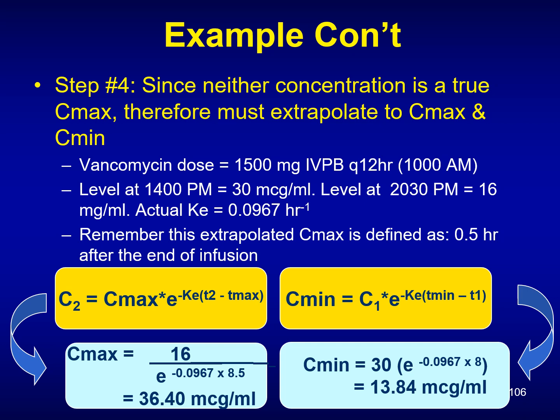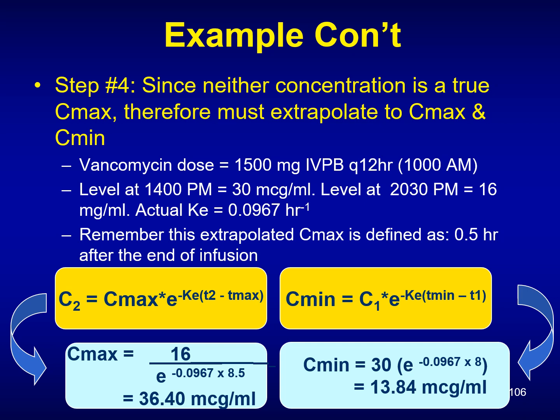In this case, T2 occurred at 20:30. However, Tmax is 0.5 hours after the end of infusion. Being that the dose is 1500 milligrams, the infusion time is 1.5 hours. So half an hour after a 1.5 hour infusion makes Tmax occur at 2 hours after the starting time, which is 10 a.m. So Tmax occurs at 12 noon. So the time difference between 12 noon and 20:30 is 8.5 hours. That gives us a Cmax of 36.4.